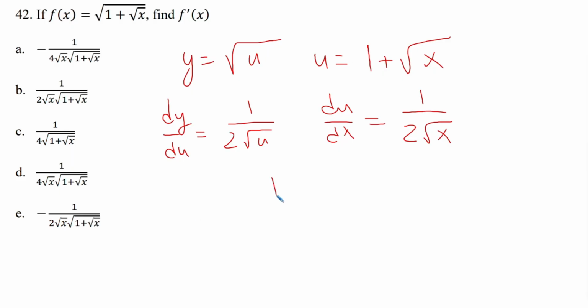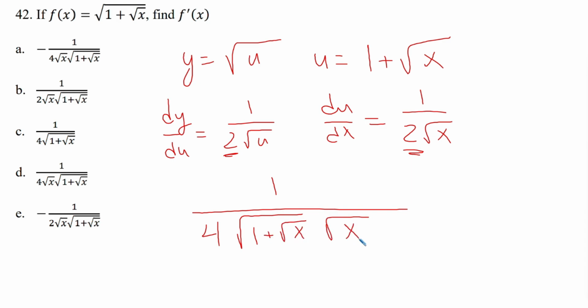So if we multiply those two things together, we'll still have a 1 in the numerator. The 2's from each of them will multiply together to make 4. And we'll have root u, where u is 1 plus root x, and we'll have root x. So that looks just like answer choice D, although I've got these two flipped around again.